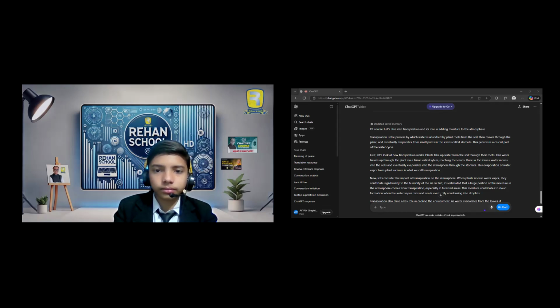Of course, let's explore why rising air cools as it moves upward in the atmosphere. When air is near the Earth's surface, it's usually warmer because it's heated by the ground, which absorbs solar energy. As this warm air rises, it expands due to the decreasing atmospheric pressure with altitude. Now, as air expands, it does work on its surroundings.